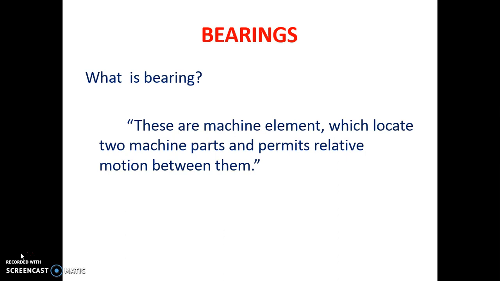So how can that support be provided? Let us take an example of a shaft. You have to provide the support, but at the same time you have to permit the relative motion between that support and the shaft. So bearing does the same thing. Bearing provides a support. It is a machine element which locates two machine parts and permits relative motion between them. That is called a bearing.